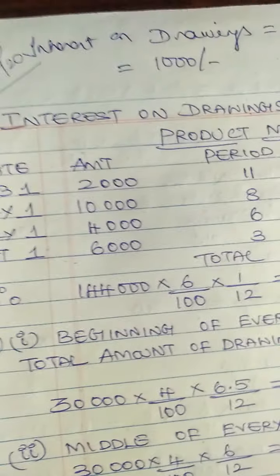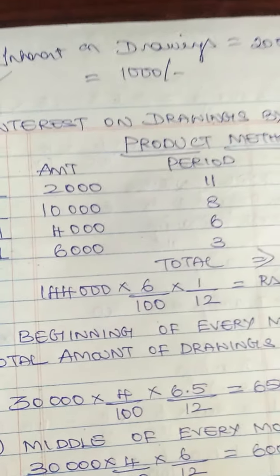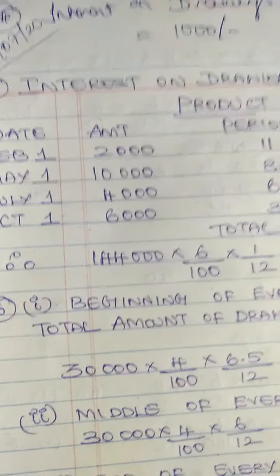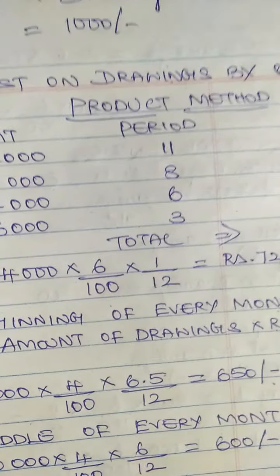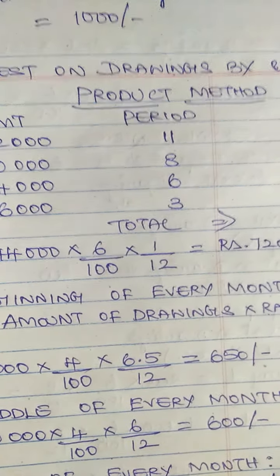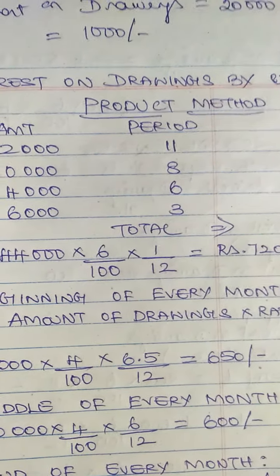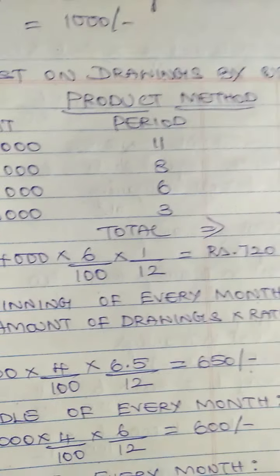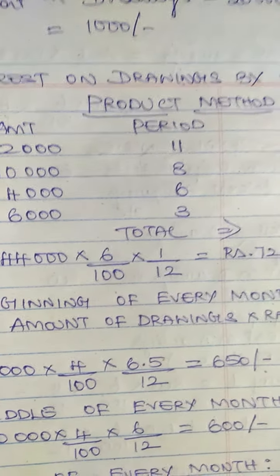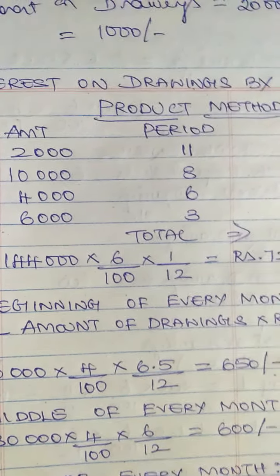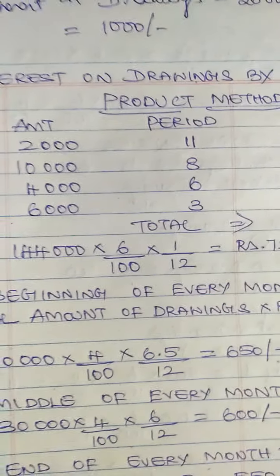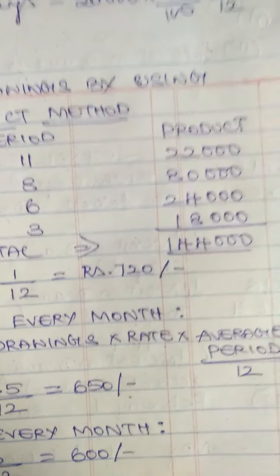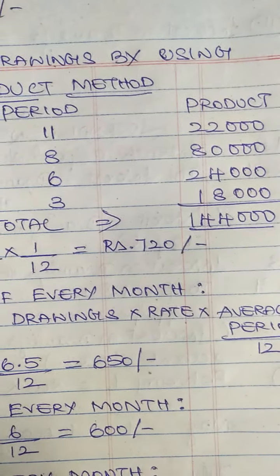Now see the solution. First I have written the heading: interest on drawings by using the product method. Then the date, February 1st. Amount of drawings 2000. The period: see, the year end is 31st December. First thing, we have to see which year end they are following, either 31st March or 31st December. Here in the question they have mentioned 31st December. So calculate from February to December, that comes to 11 months. So 2000 into 11, 22,000. Are you all understood? This is called the product.